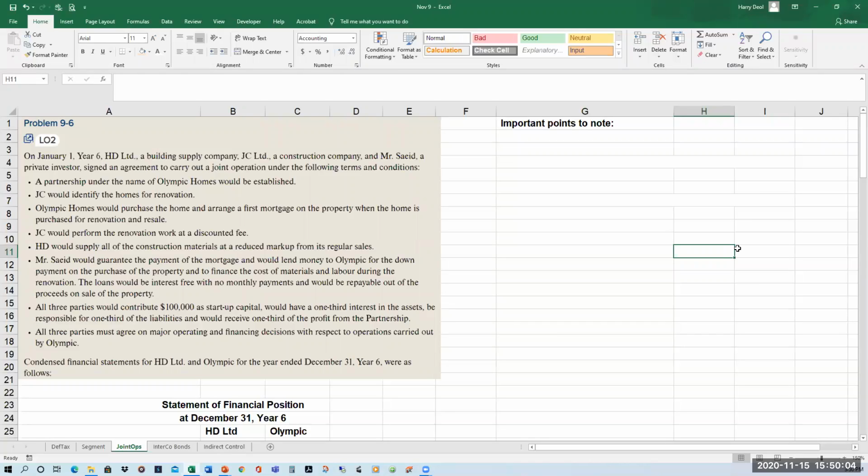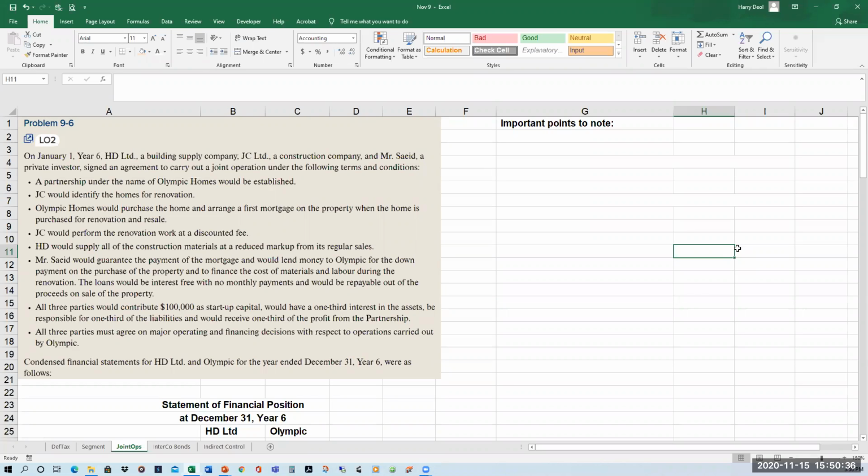The loans will be interest-free with no monthly payments, and will be repayable out of the proceeds on sale of the property. All three parties will contribute $100,000 as startup capital, will have a 1/3 interest in the assets, be responsible for 1/3 of the liabilities, and will receive 1/3 of the profit of the partnership. All three parties must agree on major operating and financing decisions with respect to operations carried out by Olympic.